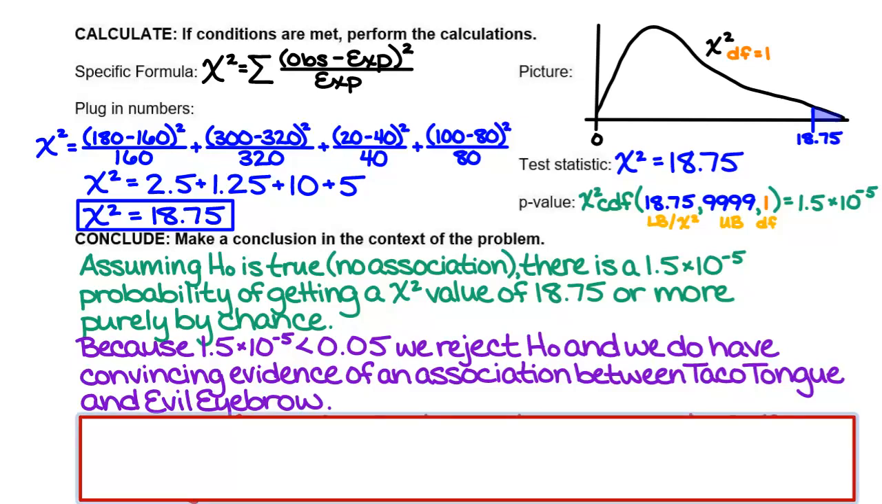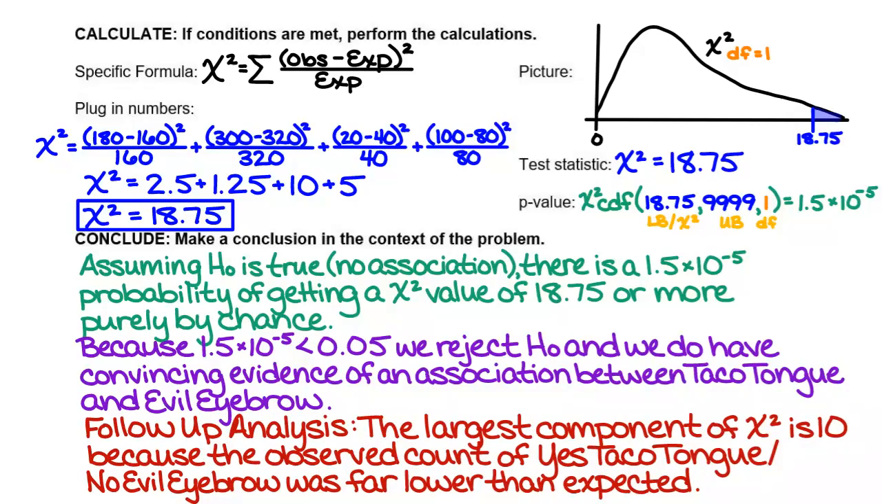And we had much more or much less than expected? Much less than expected. We got only about 50% of what was expected. And so proportionally, what was actually found, how far away that was from what was expected divided by what was expected gave us that component of 10. The largest component of chi-square is 10 because the observed count of yes taco tongue, no evil eyebrow was far lower than expected. Do you guys have any questions for me on this?